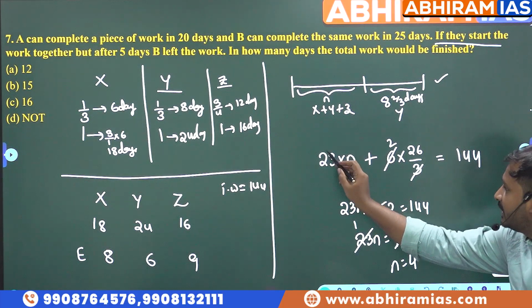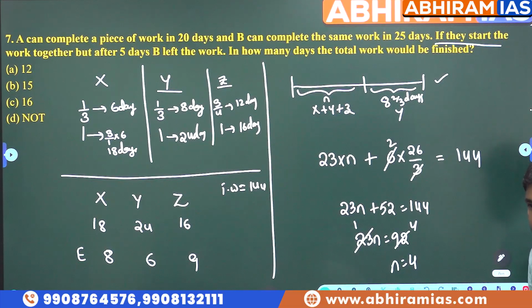This is a combined efficiency of all the three, 23. Efficiency of A, X, Y and Z, all the three together.